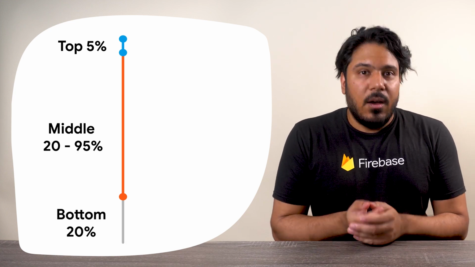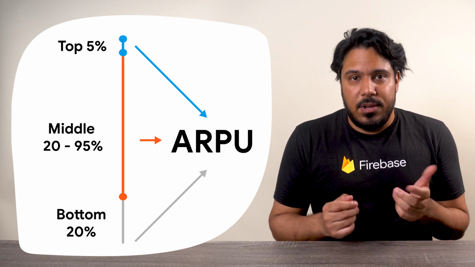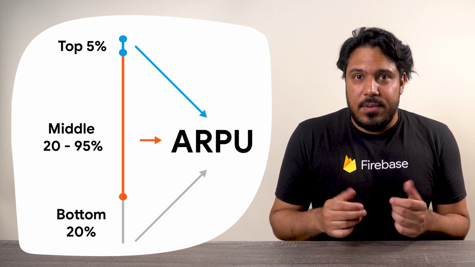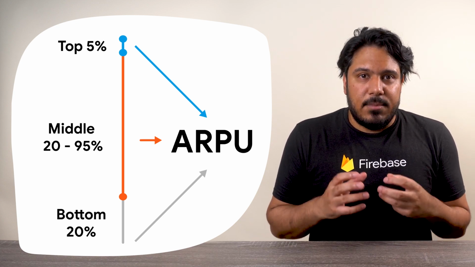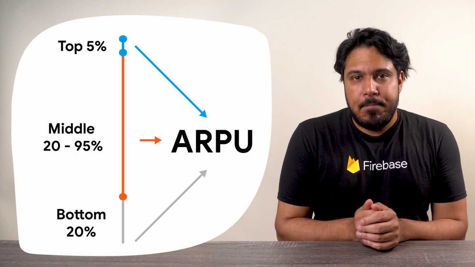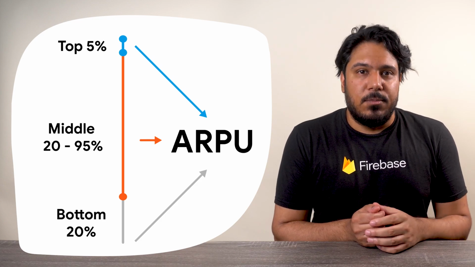If we think about it, one metric that makes a lot of sense is ARPU, or average revenue per user. For one, it combines both ad revenue and in-app purchase revenue, and secondly, it's a good way to make direct comparisons between revenue performance for the different groups. Let's start with looking at the ARPU for the bottom 20% and top 5% user groups.